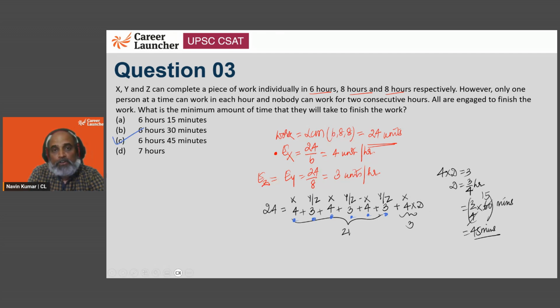Now, why is it that we are always taking X to work more number of times? Because X completes more units as compared to Y or Z. So if Y or Z work for 1 hour, only 3 units will get completed. If X works for 1 hour, 4 units will get completed. Since we need to find the minimum amount of time, we'll prefer X to be working more.